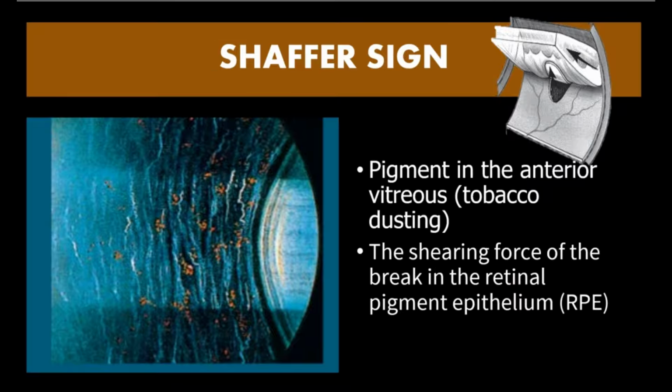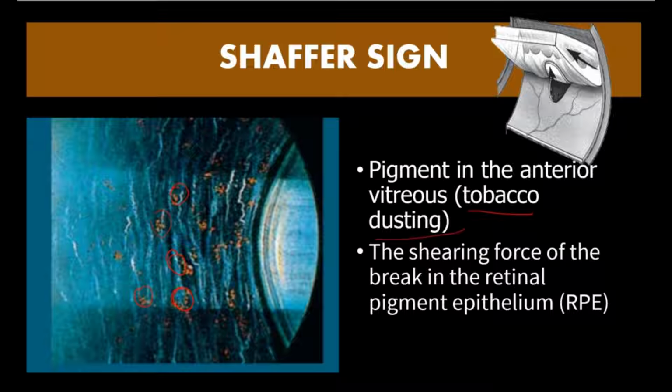Another sign that we can elicit in a case of retinal detachment is the Schafer sign. Now, Schafer sign basically refers to the presence of pigment in the anterior vitreous cavity. So you can see these brown structures over here, brown fine particles. Since they are so fine, it's also referred to as tobacco dusting. And this basically happens during a PVD.